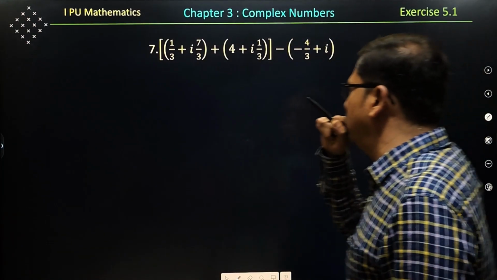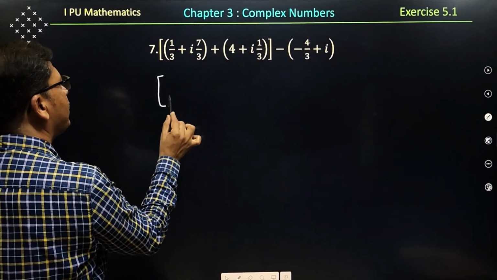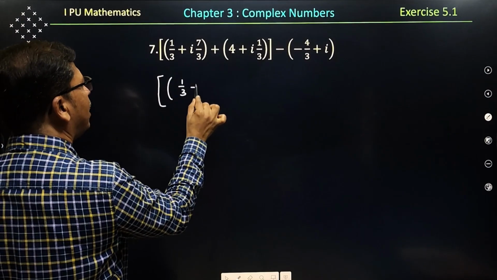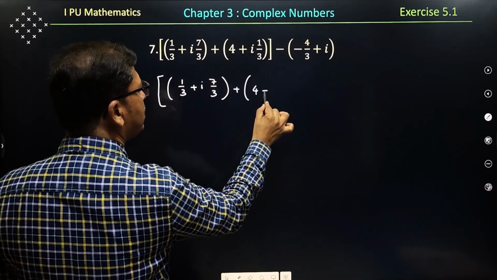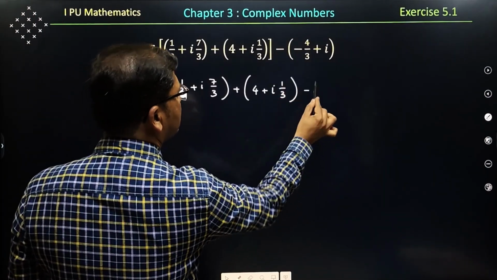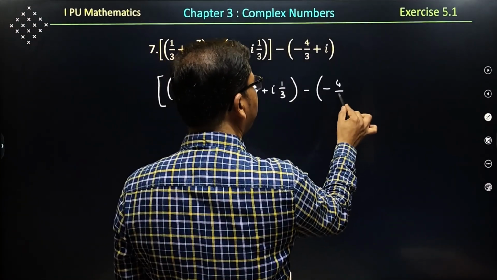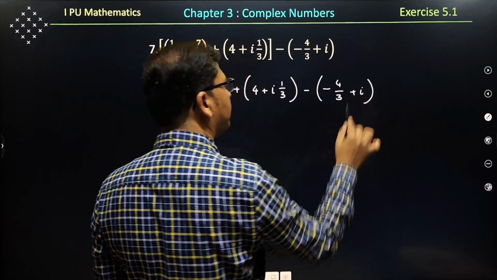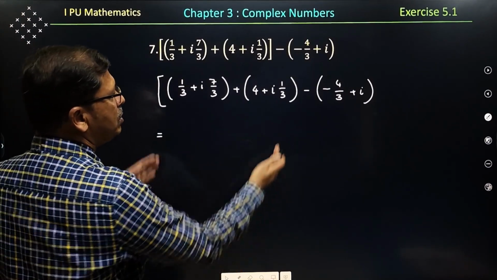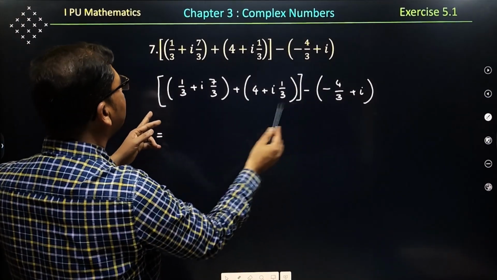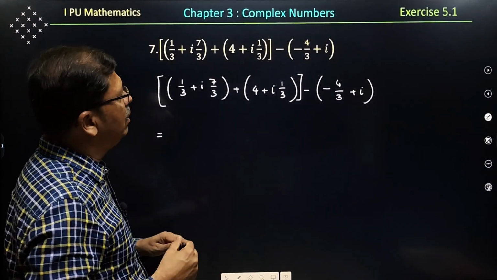You consider first of all here a square bracket, 1 by 3 plus i into 7 by 3, plus of 4 plus i into 1 by 3. Next minus of minus 4 by 3 plus i minus of minus 4 by 3 plus what i is there here. Now see, this is equal to, you just remove this square bracket, there is no effect because there is no negative sign before it.